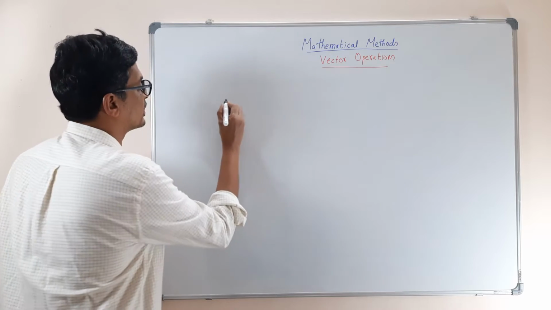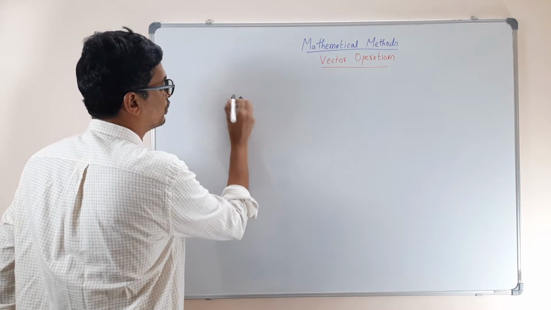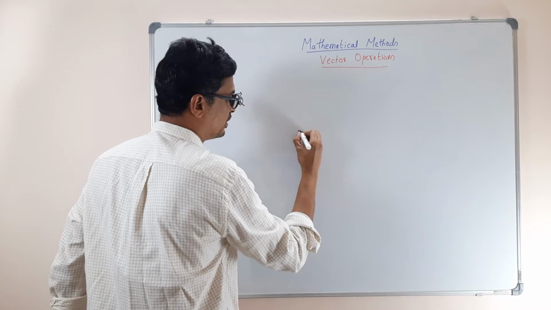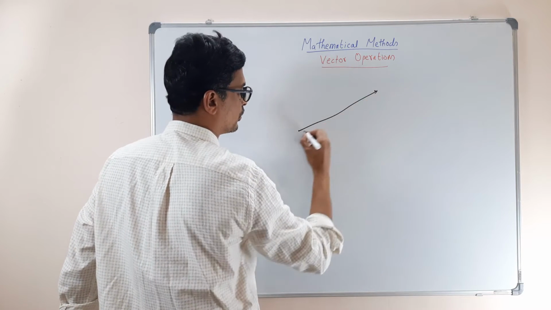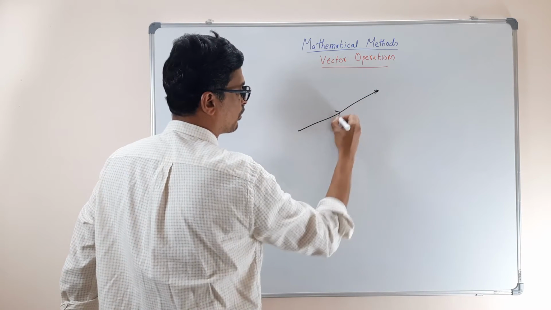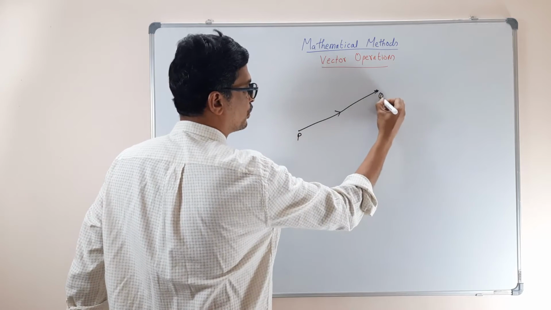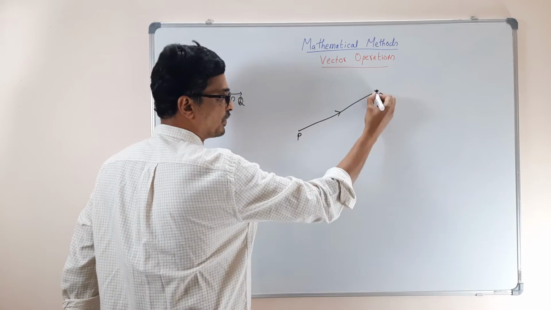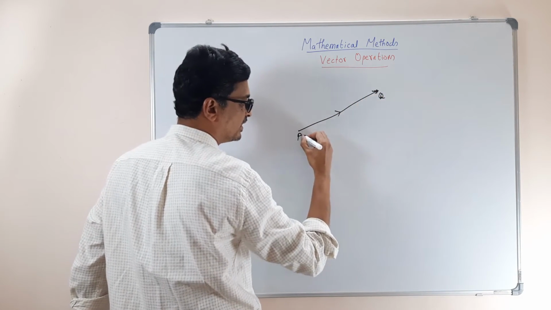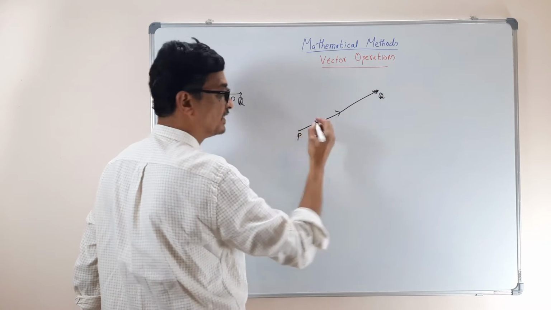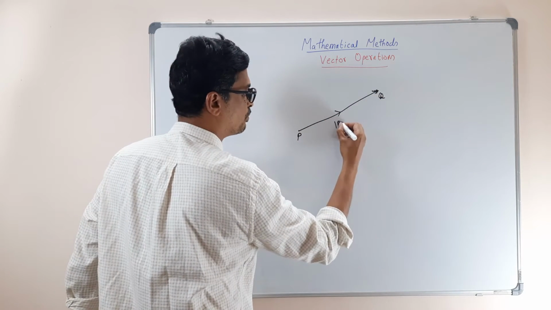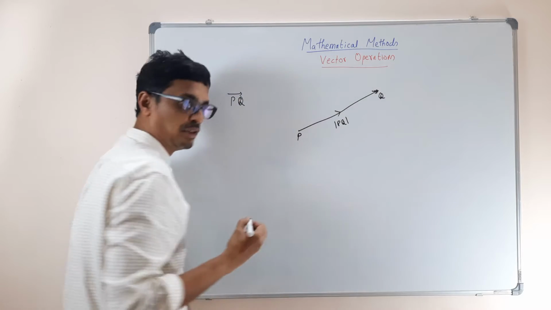Any vector, say something like PQ, we represent as a point P, a straight line, and an arrow here, P and Q. PQ is a vector. This gives a direction, and this length is the magnitude. Remember, this is the magnitude of PQ, right?